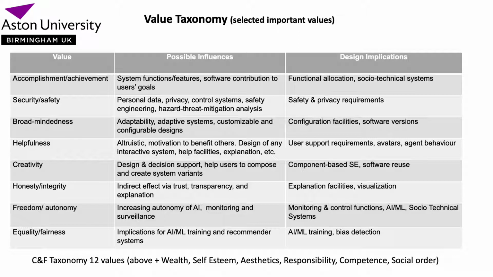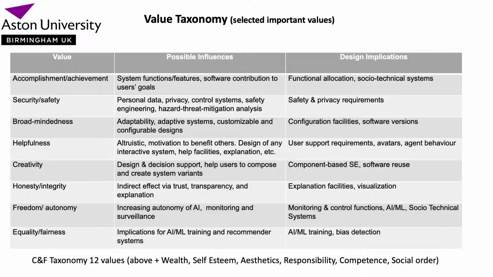Let's see, for example, the value accomplishment and achievement. Our study shows that possible influences are associated with system functions, features, and software contribution to user goals. Possible design implications identified are functional allocations and socio-technical systems. For security and safety, possible influences associated are personal data, privacy, control systems, safety engineering, and hazard threat mitigation analysis, with some design implications associated with safety and privacy requirements.